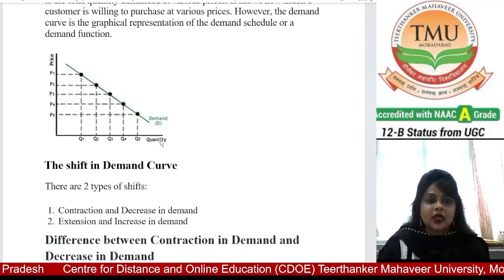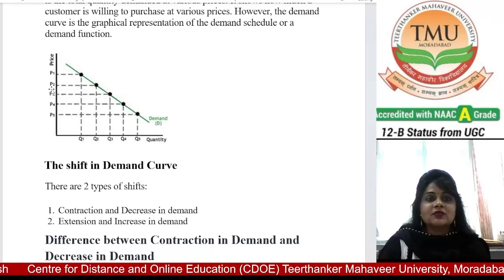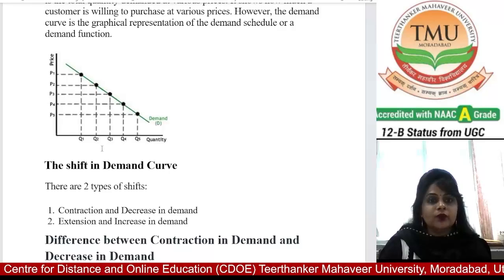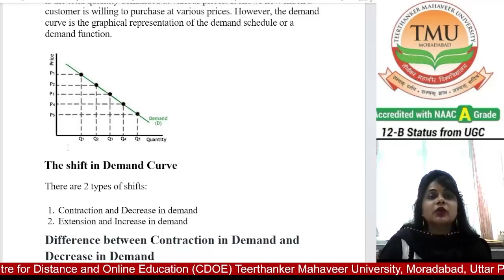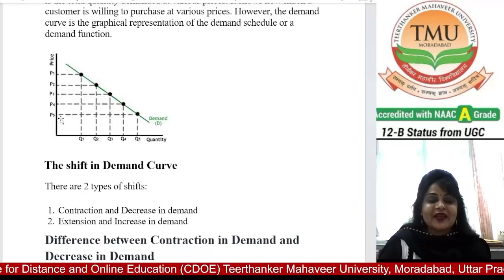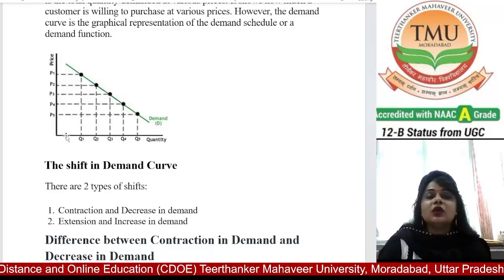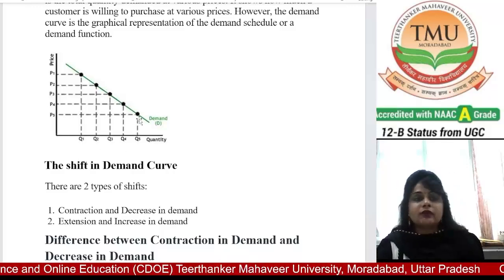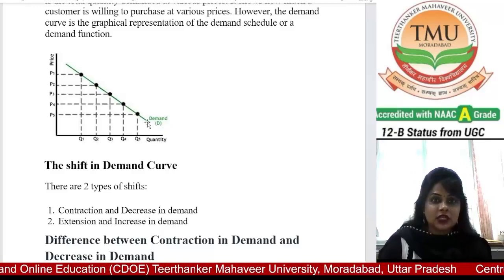In this diagram, you can see that when the price is OP1, the quantity demanded is OQ1. When the price falls to OP2, the demand also increases to OQ2. When the price becomes OP3, the demand increases to OQ3. When the price falls to OP4, the demand increases to OQ4. So this figure shows that demand and price have an inverse relationship.